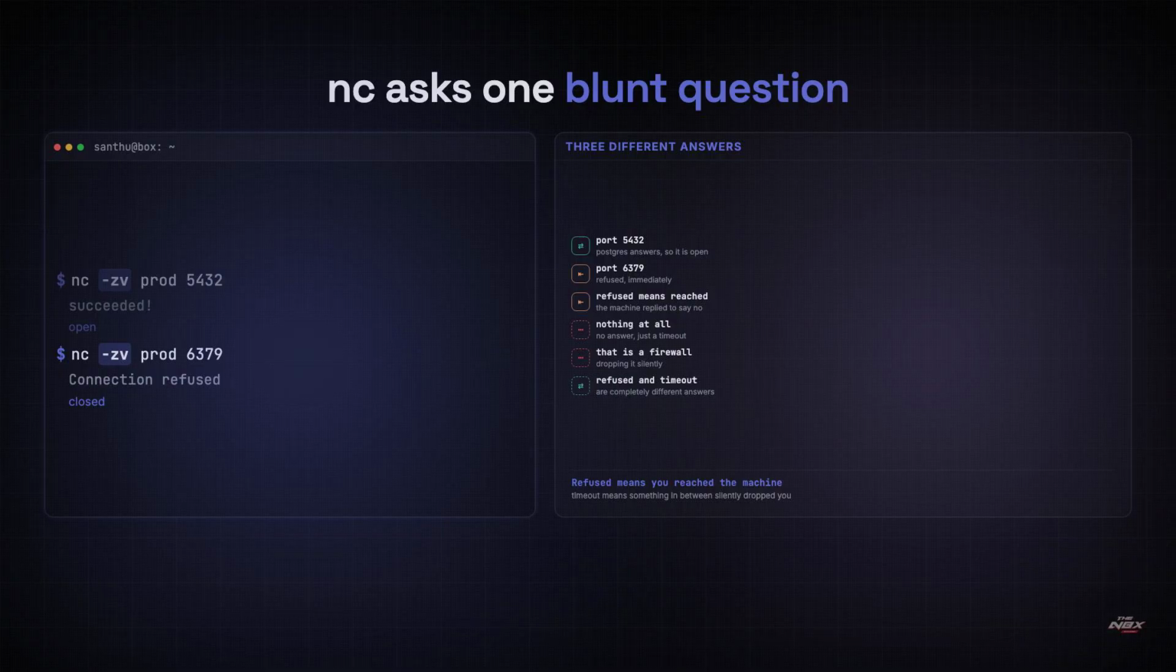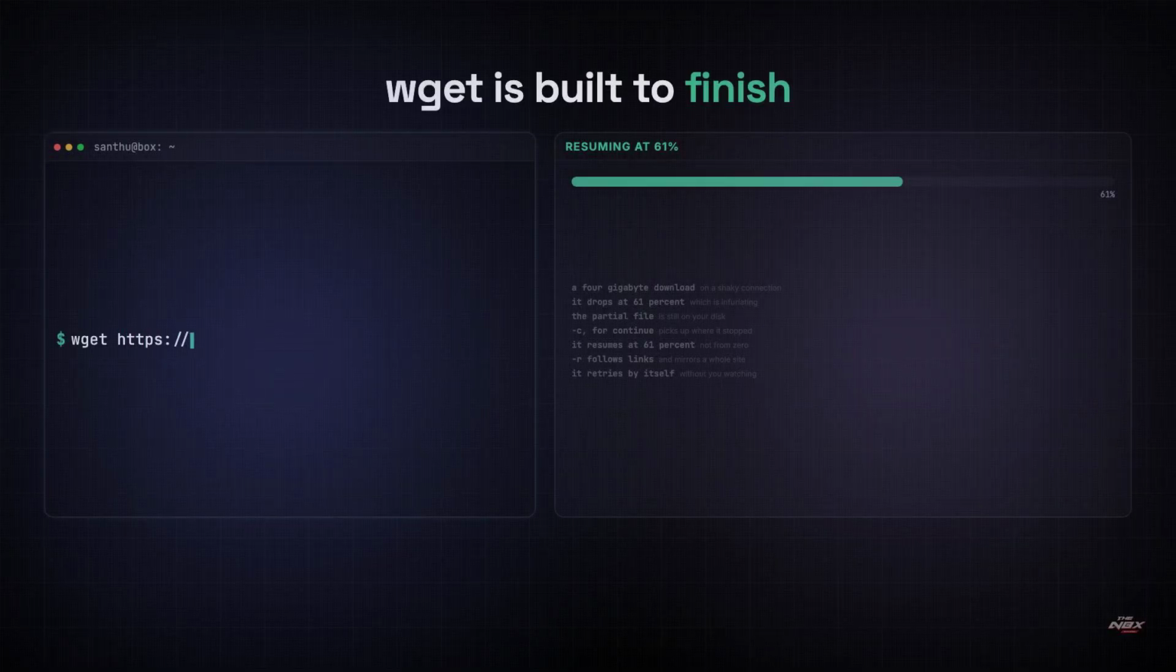One is an application problem, the other is a network problem. One nc command tells you whether to debug the application or the network, which saves an hour. wget is short for webget, and it's built around one assumption: you want this file, and you want it even if the network is unreliable.